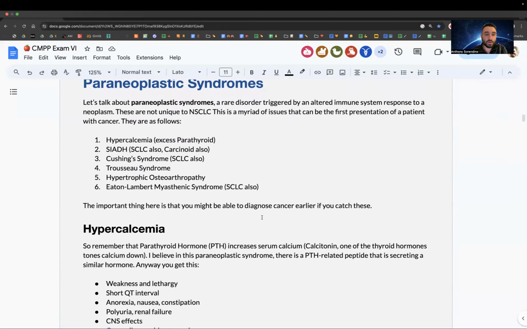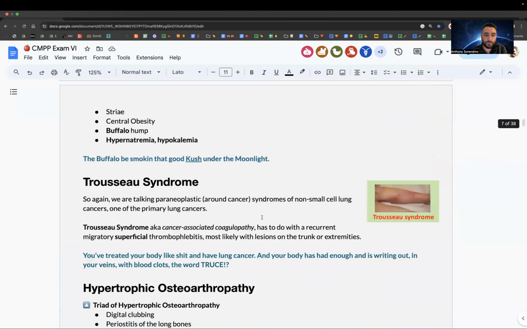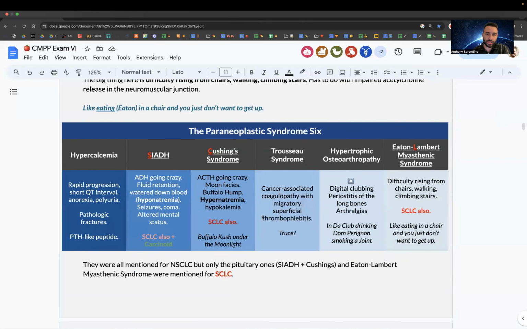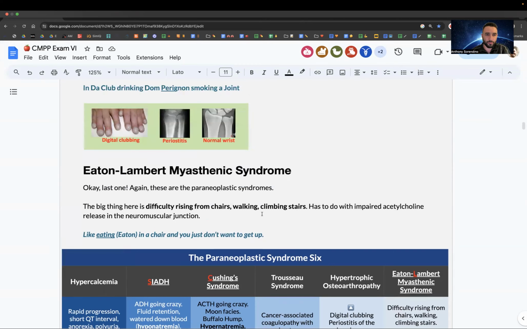All right, let's talk about paraneoplastic syndromes. There are 6 of them. From what I understand, all 6 were mentioned for non-small cell lung cancer. Only 3 were mentioned for small cell lung cancer: the syndrome of inappropriate ADH production, Cushing's, and Eaton-Lambert. And then only one was mentioned for carcinoid, which again was syndrome of inappropriate ADH. So let's just kind of go through them all.